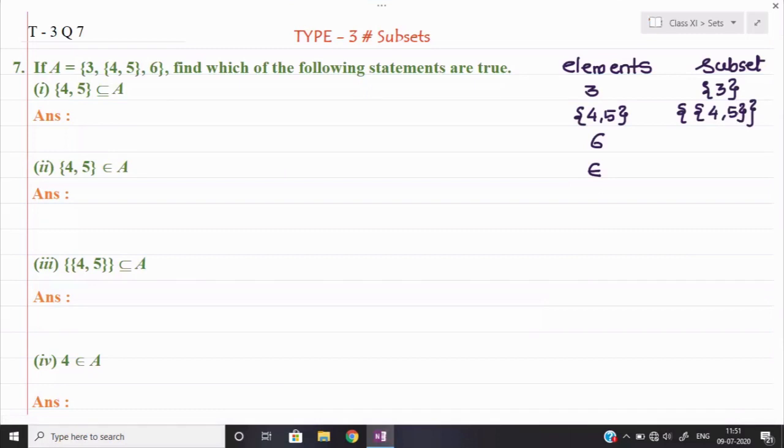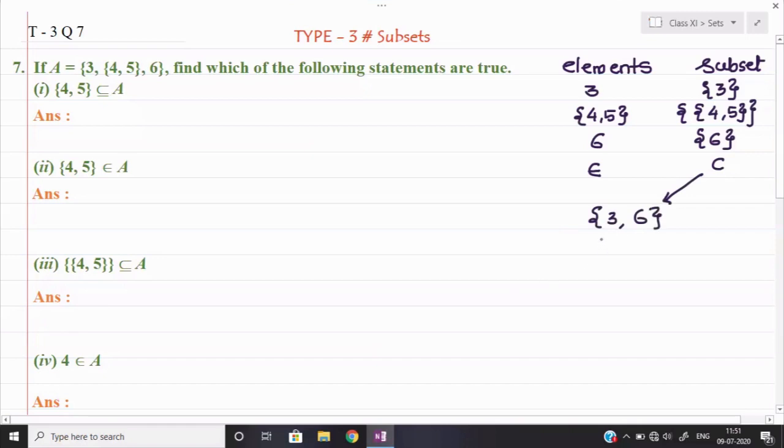That's why 4 comma 5 along with the curly bracket, again it will come in the curly bracket to form a subset. Similarly, 6 is an element, so 6 I will write in the curly bracket to show it is a subset. So this will also be a subset. Suppose I write some more examples, if I make a combination of two elements. Suppose you write 3 comma 6, yes it is forming a subset.